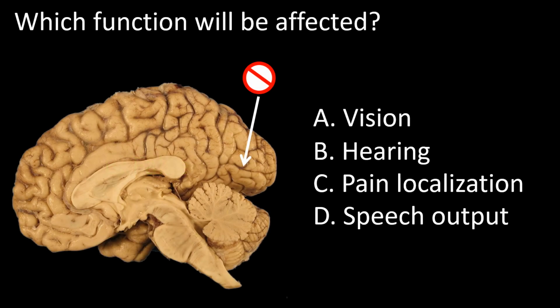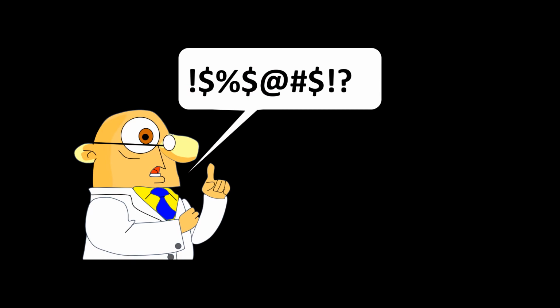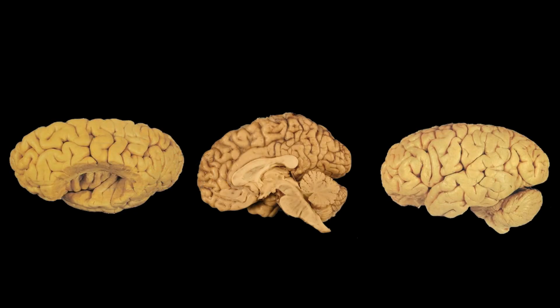Next question. Which function will be affected? A. Vision. B. Hearing. C. Pain localization. D. Speech output. To answer this question, we will look at the brain in three different views. The from above view, the mesial view, and the lateral view.